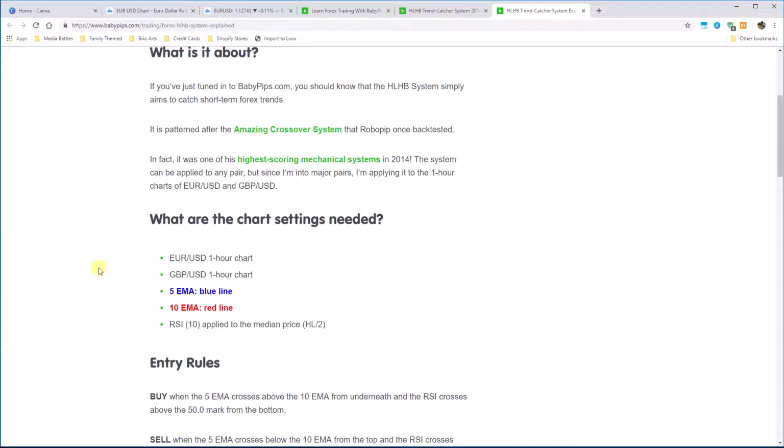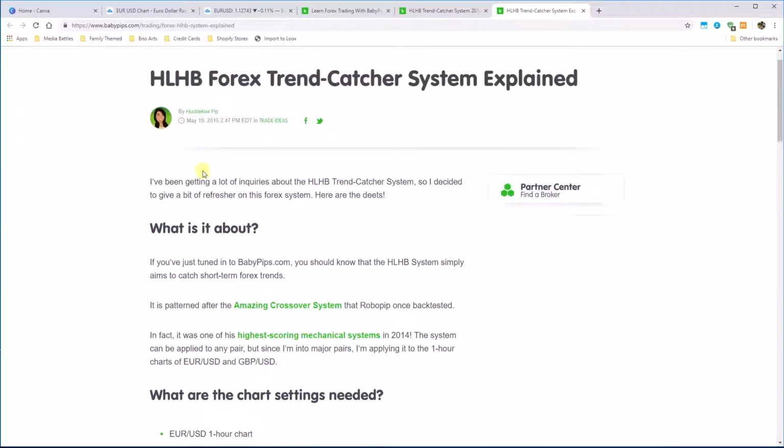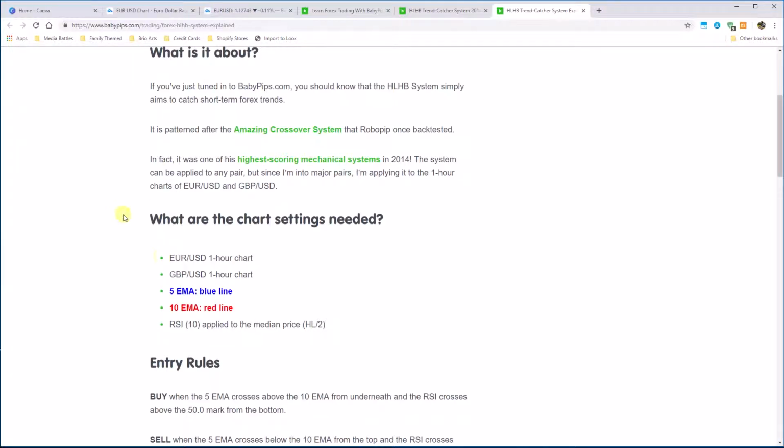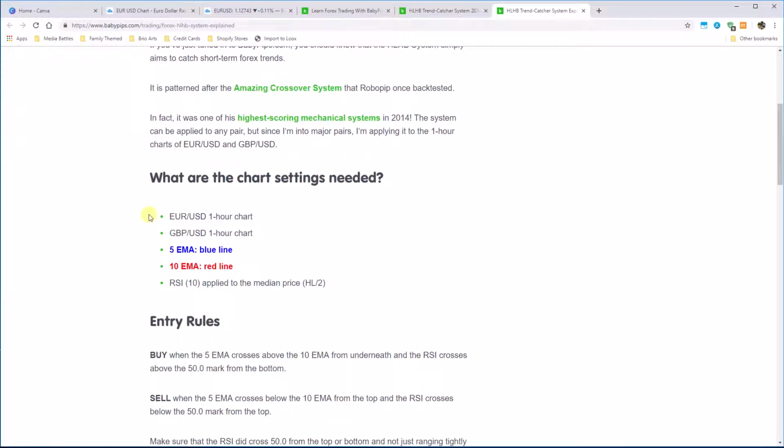Okay, so basically, about 10 months ago, I came across this article on BabyPips, and it's this catching system, and it's just a very simple technique that uses the EMAs, a 5 EMA and a 10 EMA, and the RSI to basically signal for when you need to buy or sell when looking at the euro versus dollar.